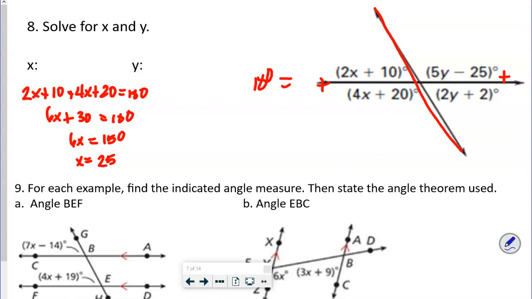And then we're going to do our y's, okay? So now we're going to do 5y minus 25 plus 2y plus 2.